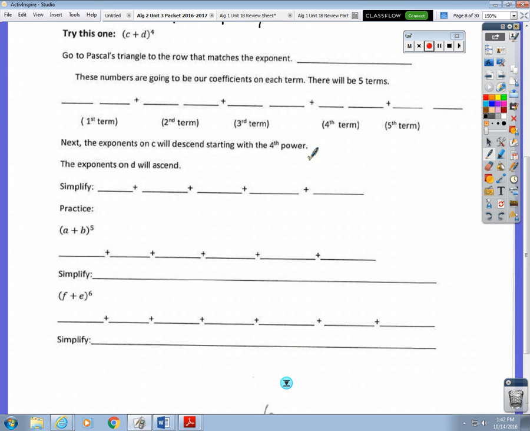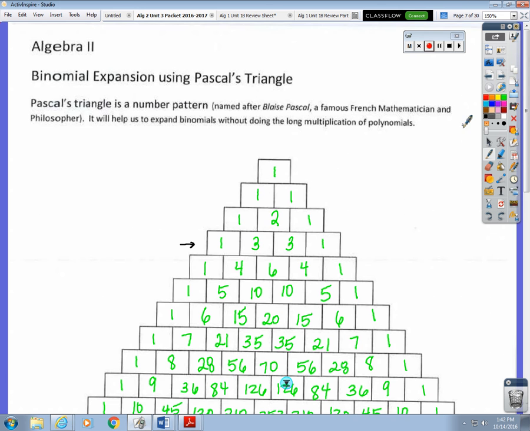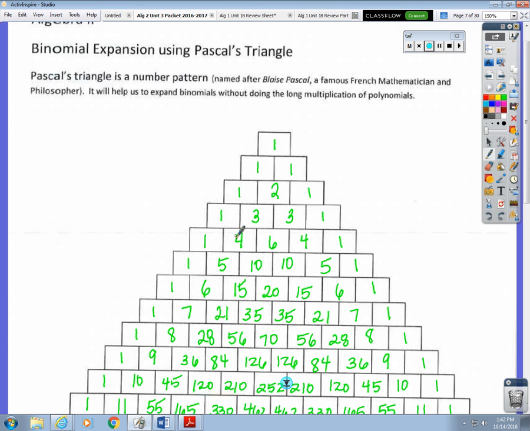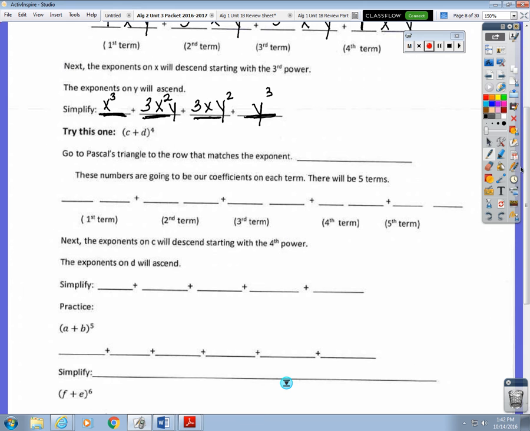This time we have c plus d raised to the 4th power. Since it's to the 4th power, we need to go to our triangle. And which row do we go to? Oops. We go to the row that starts with 1, 4. Okay, so we're looking at this row: 1, 4, 6, 4, 1. Okay, so write down those numbers on this line: 1, 4, 6, 4, 1.